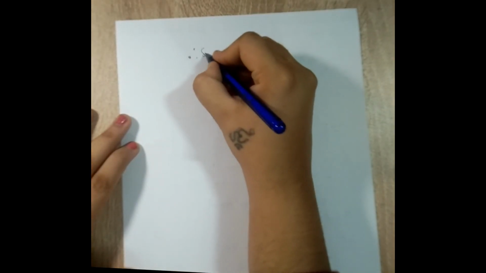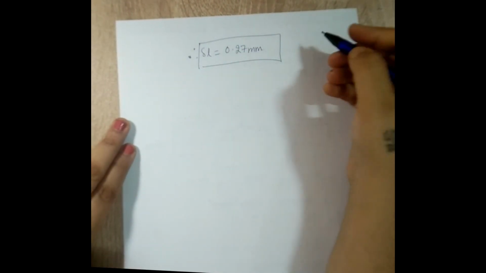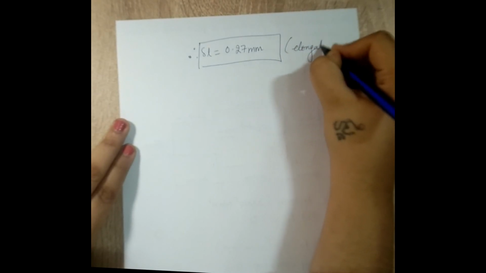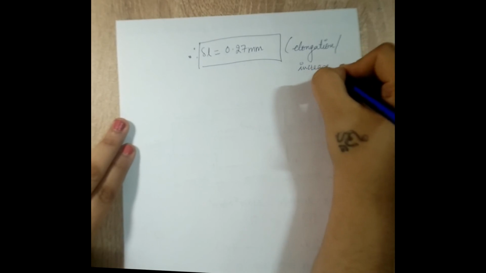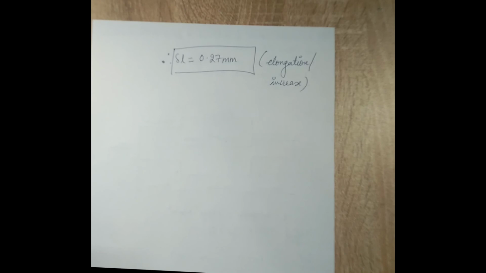Therefore, I get the value of delta L as 0.27 mm. This is a positive value that I obtained. So here I'll just write down that it is elongation or increase. So with this 3 problem, I end this session.